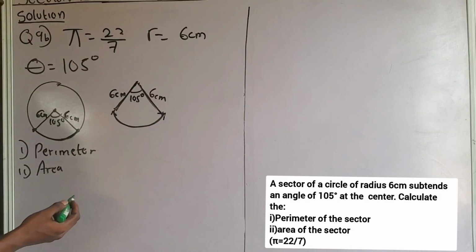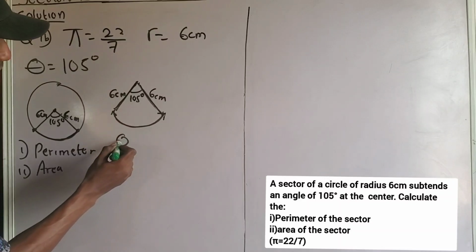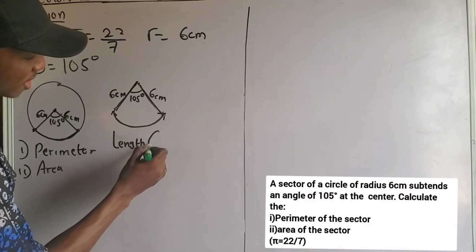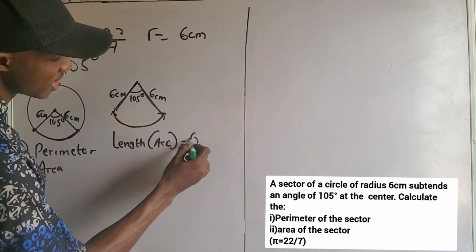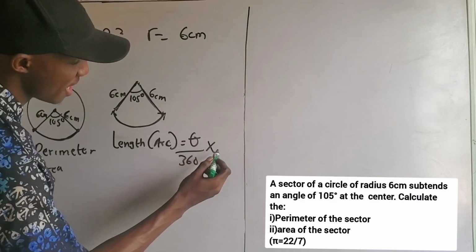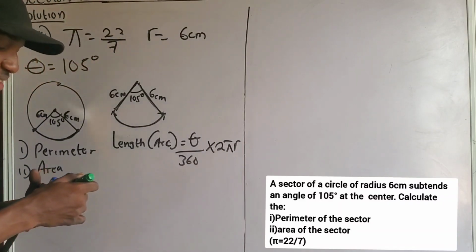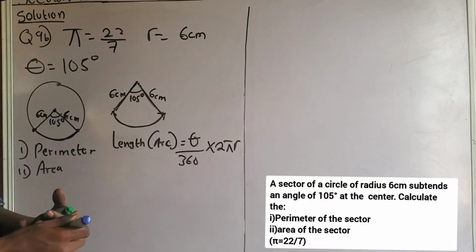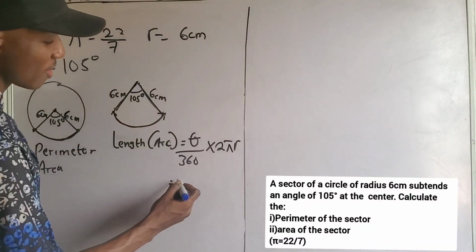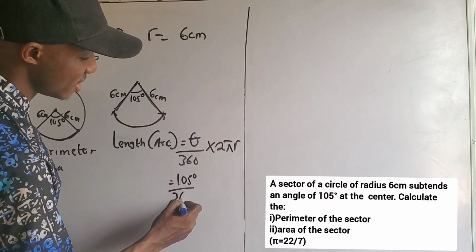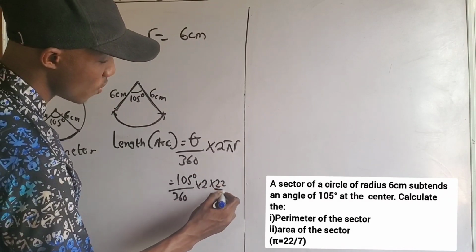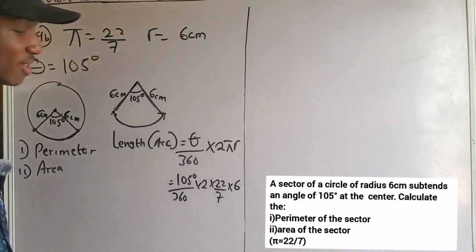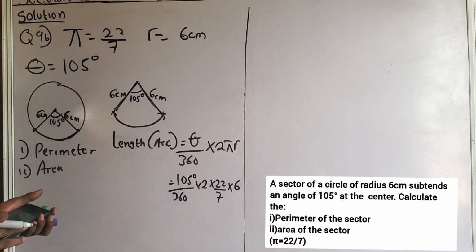Now, to calculate the length of the arc, the formula is this: the arc length equals theta all over 360 multiplied by 2 pi r. Where theta is the angle that is subtended at the center. You understand? So for this, I'm going to have 105 all over 360 multiplied by 2 times 22/7 multiplied by r. Because r has been given as 6 centimeters, I'm going to have 6 here.